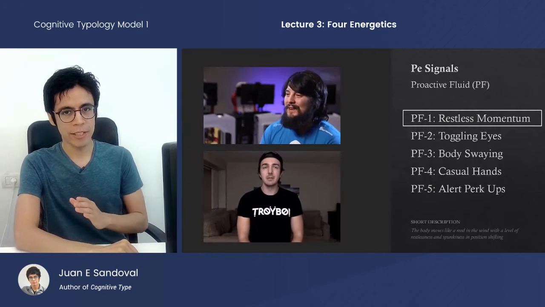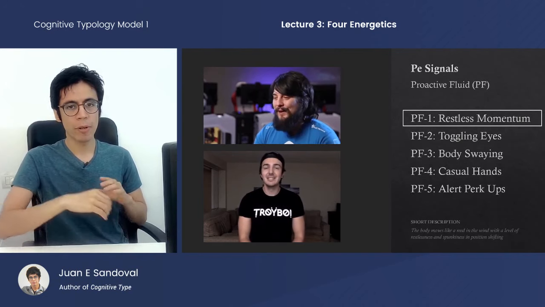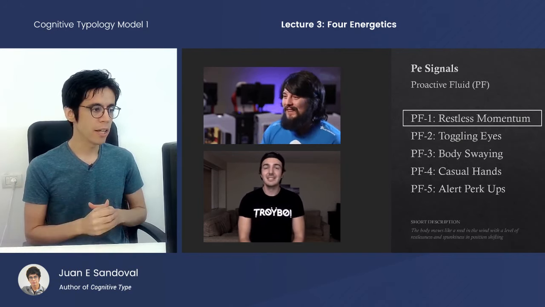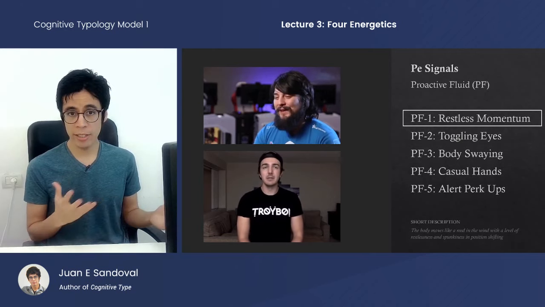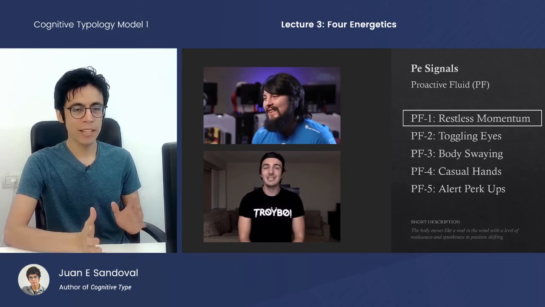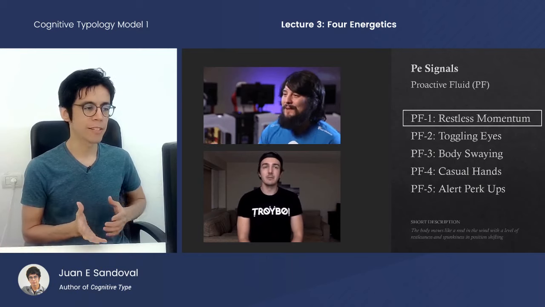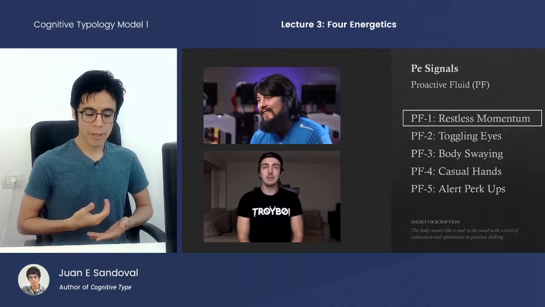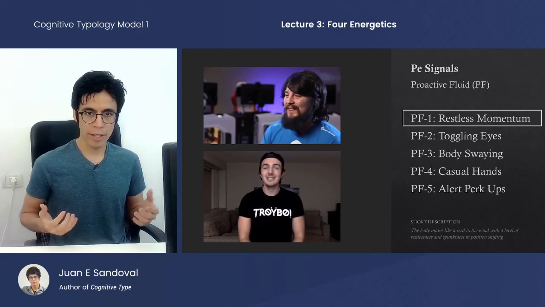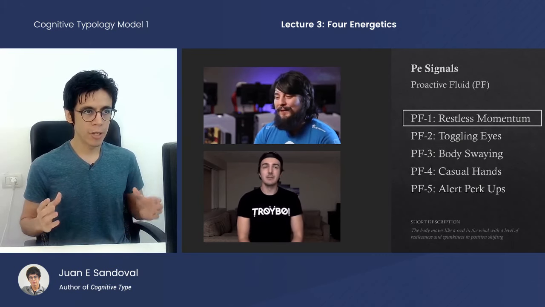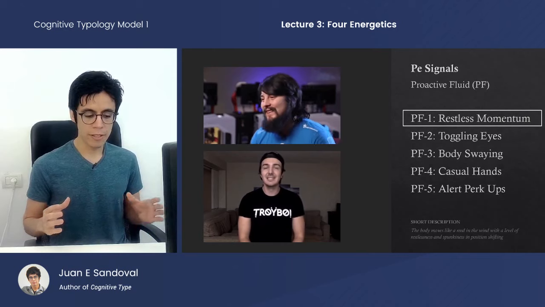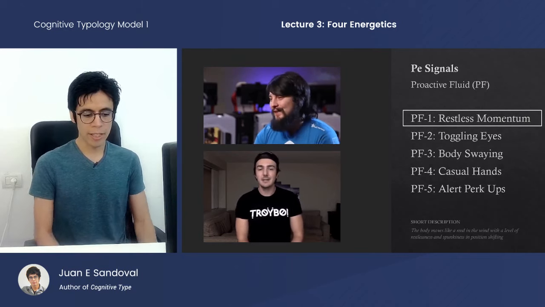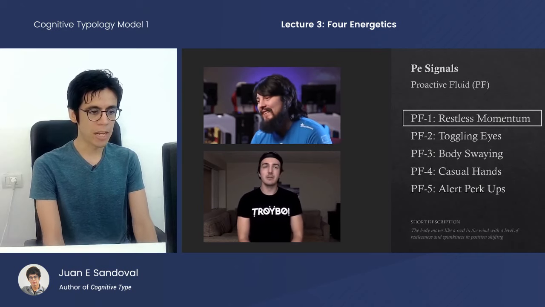So next we have extroverted perception, which is also a proactive signal, just like JE is. But unlike JE, this is spontaneous and disorganized. And the first PE signal we see here is a restless momentum. For PE, there's a kind of baseline restless energy that runs through the body to where even when they're trying to be in a stationary position, there's still a kind of wiggle back and forth that's always happening, and a kind of fidgeting back and forth that's always happening.